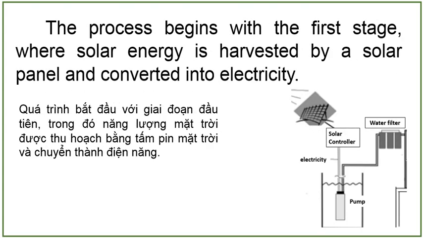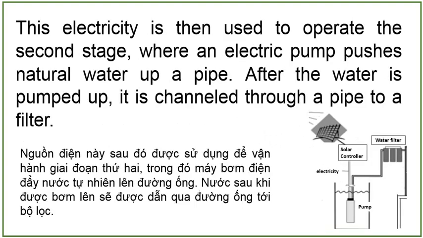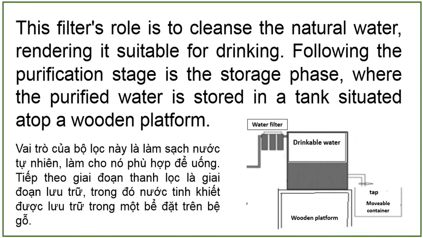The process begins with the first stage, where solar energy is harvested by a solar panel and converted into electricity. This electricity is then used to operate the second stage, where an electric pump pushes natural water up a pipe. After the water is pumped up, it is channeled through a pipe to a filter. This filter's role is to cleanse the natural water, rendering it suitable for drinking.